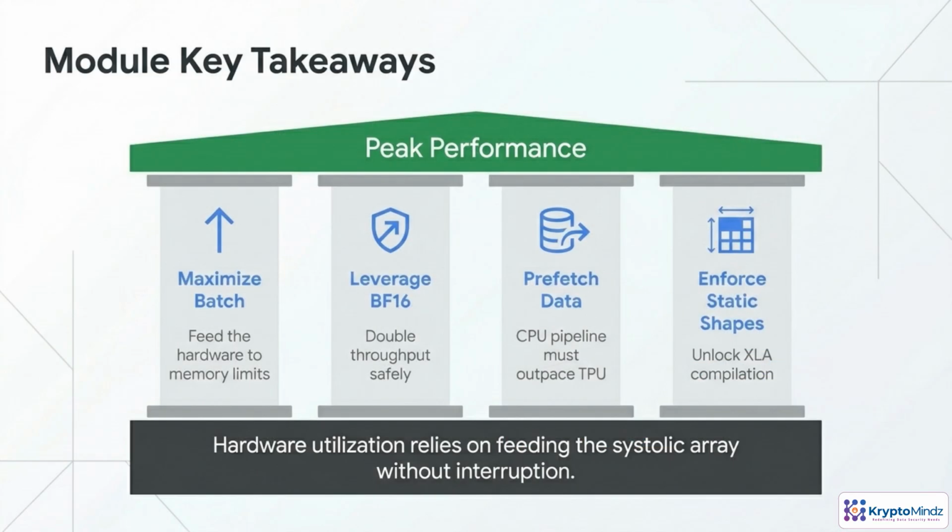To get peak TPU performance, think in terms of keeping the systolic array constantly busy. Push batch size up to safe memory limits. Use BF16 to boost throughput without sacrificing stability. Make sure your input pipeline prefetches so data always arrives on time. And favor static shapes to unlock aggressive XLA optimization.